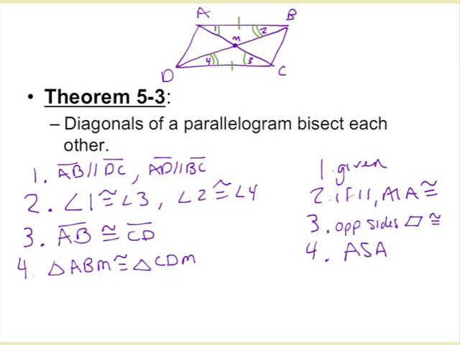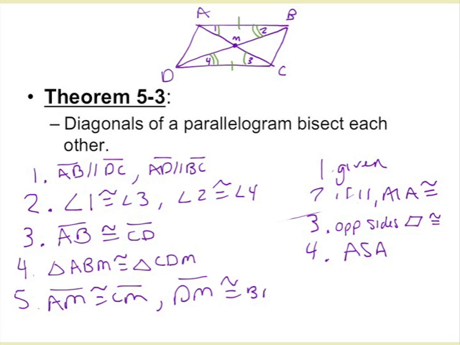Okay. After we have two congruent triangles, then we can match up parts and pieces. We have to think about which parts and pieces do we want to match up. This property says the diagonals bisect each other. So what I want to talk about then are the diagonals. So I would want to say that AM is congruent to CM and that DM is congruent to BM.